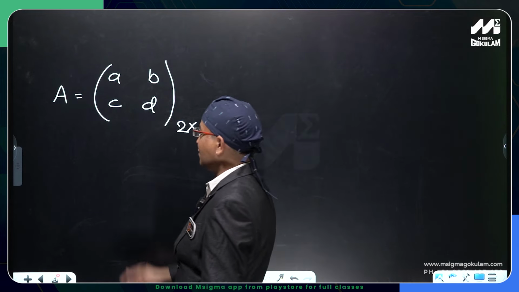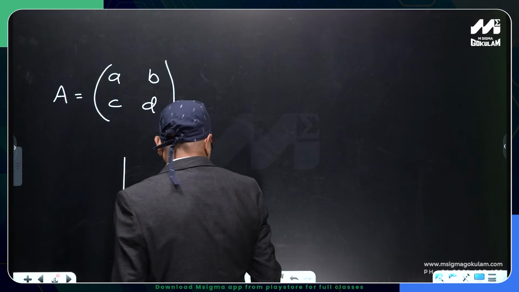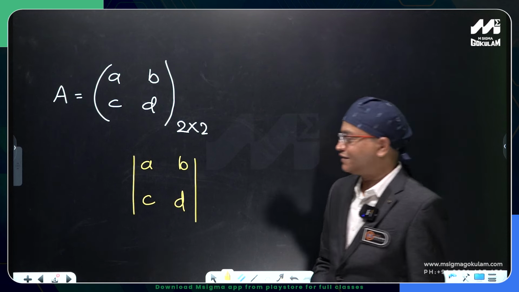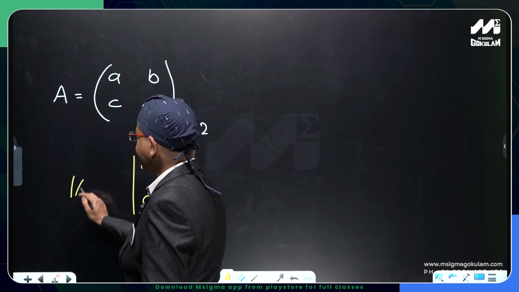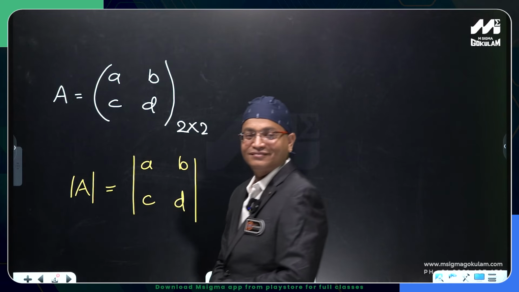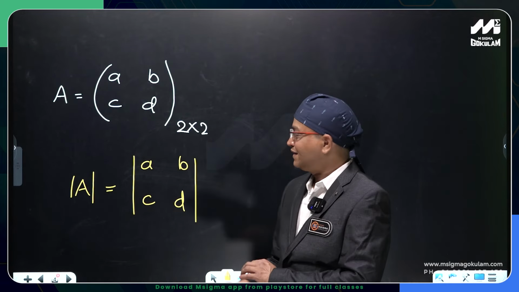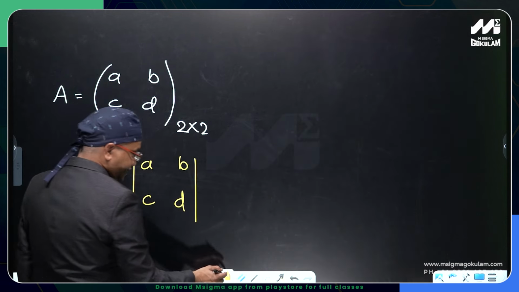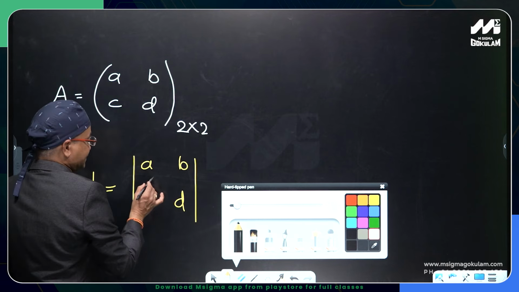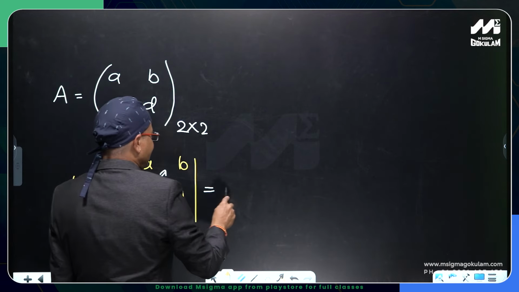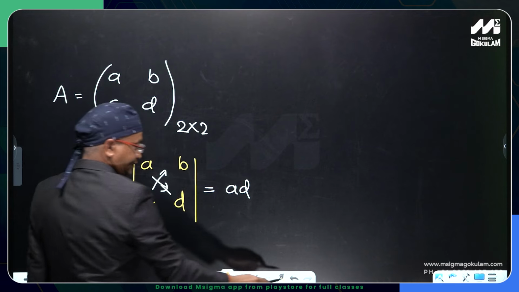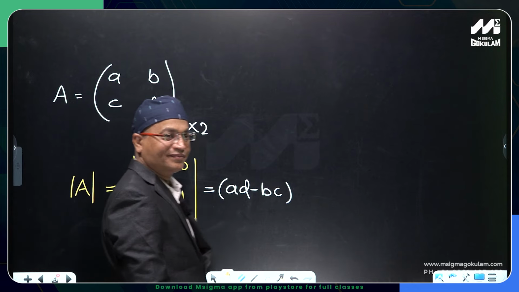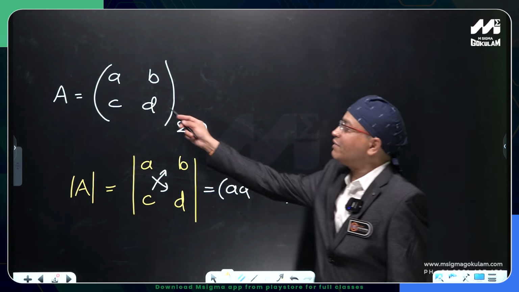Suppose I take the same thing and write like this. Now, it is not matrix, it is called determinant. Now, we write like this, det A. This is matrix A, it is det A. So, what is the determinant value? We take one cross multiplication like this. It is actually A into D minus B into C. That is called determinant value of this matrix.